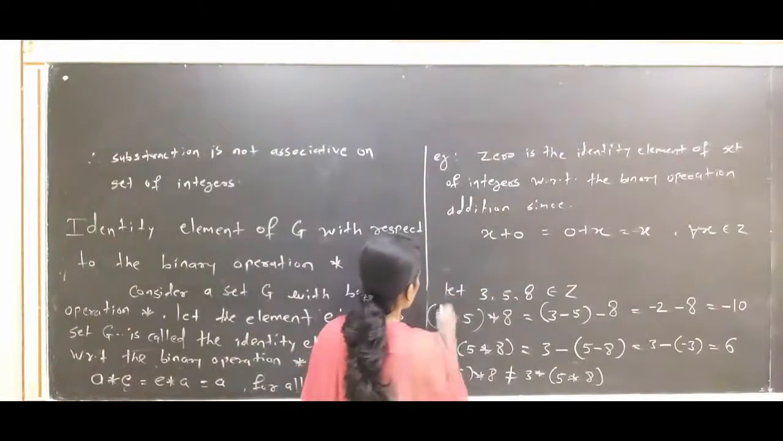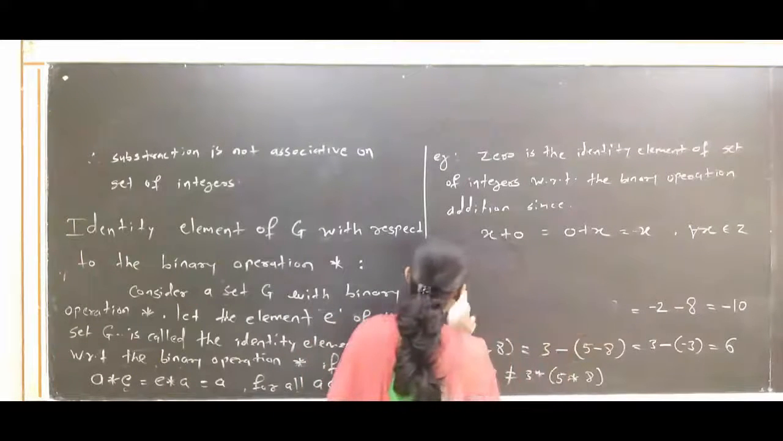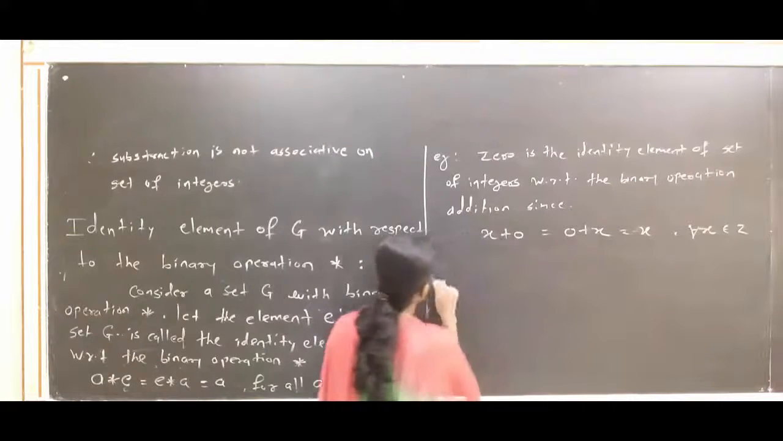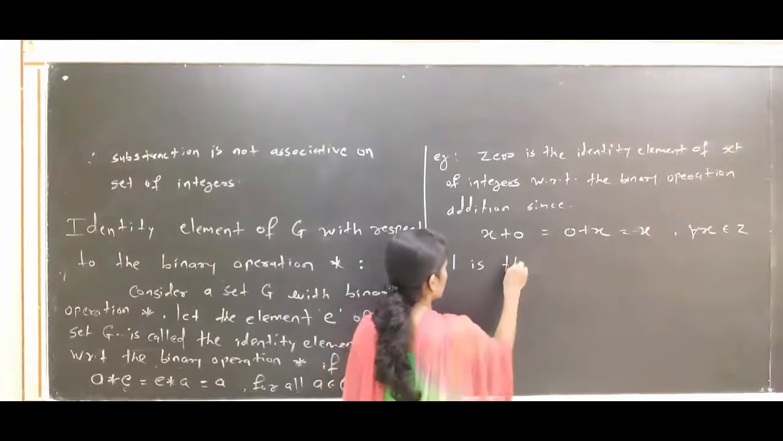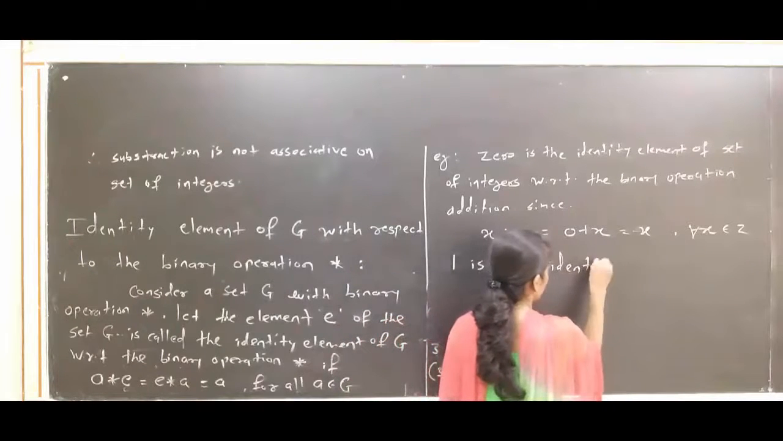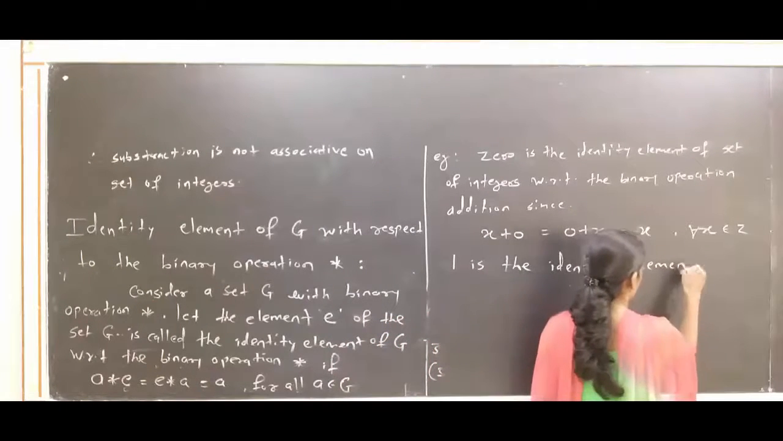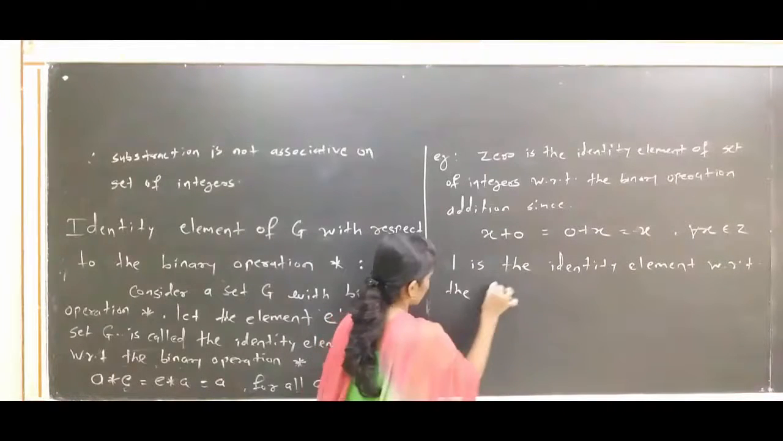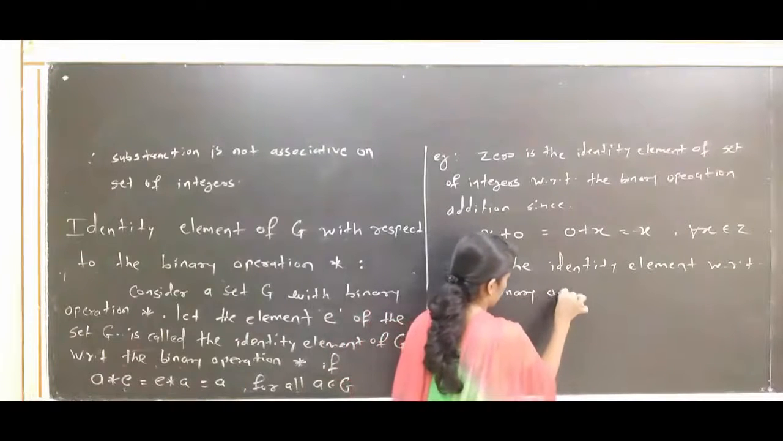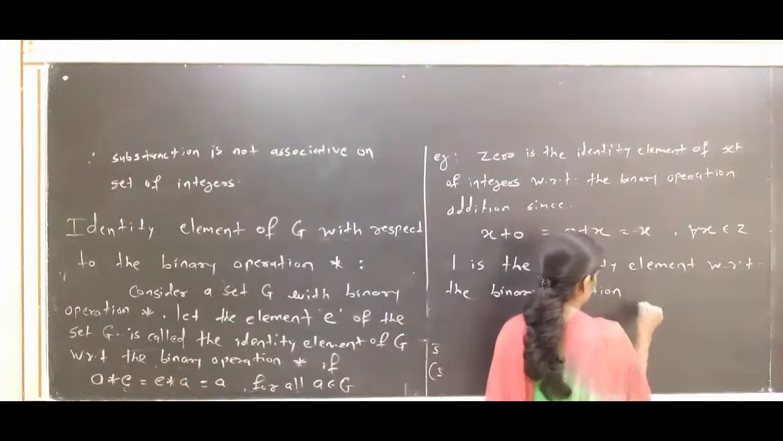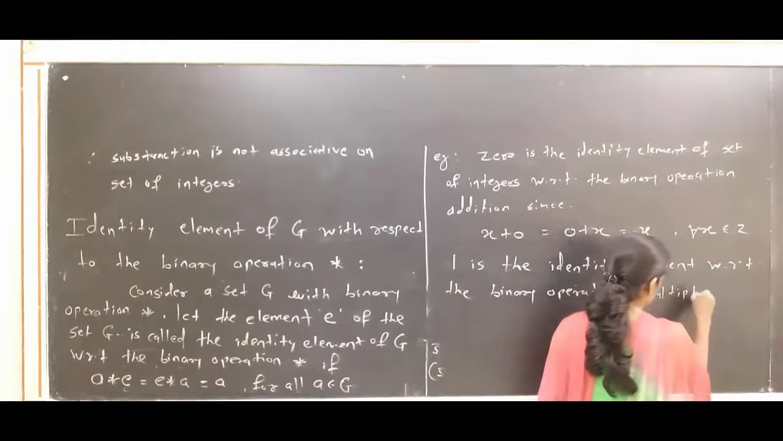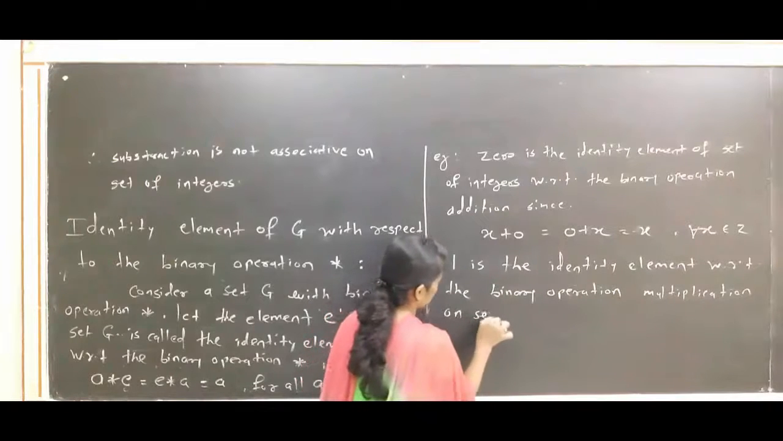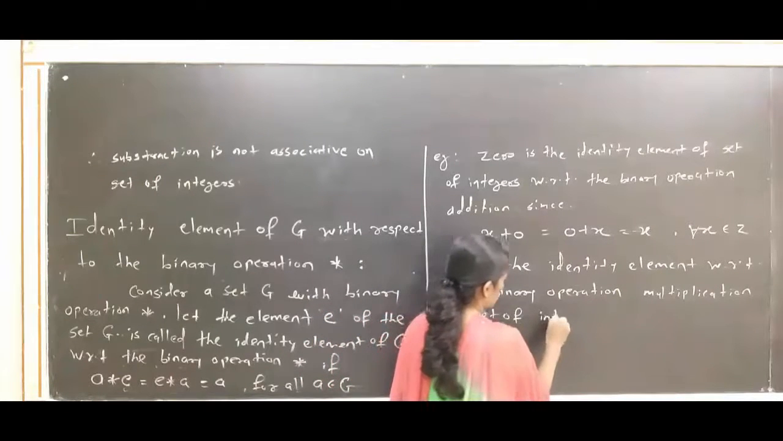Okay. Now similarly in same set, 1 is the identity element with respect to the binary operation multiplication on set of integers.